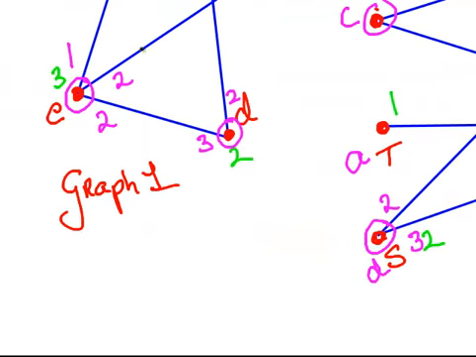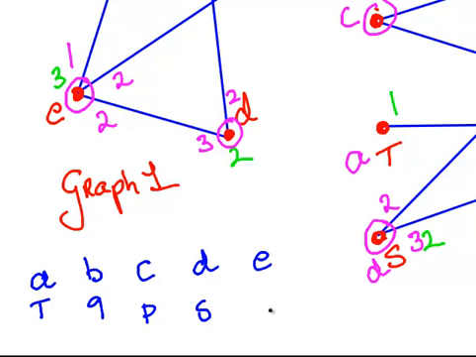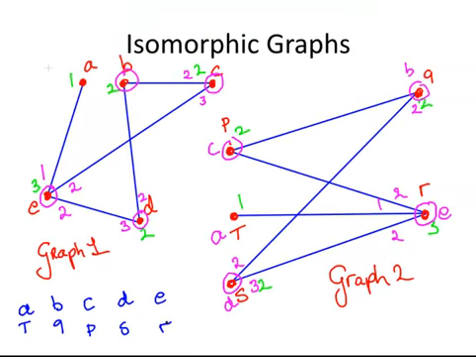So what we're saying is the isomorphism is as follows. A corresponds to T, B corresponds to Q, C corresponds to P, D corresponds to S, and E corresponds to R. Okay. Anyway, that's the general gist of it.